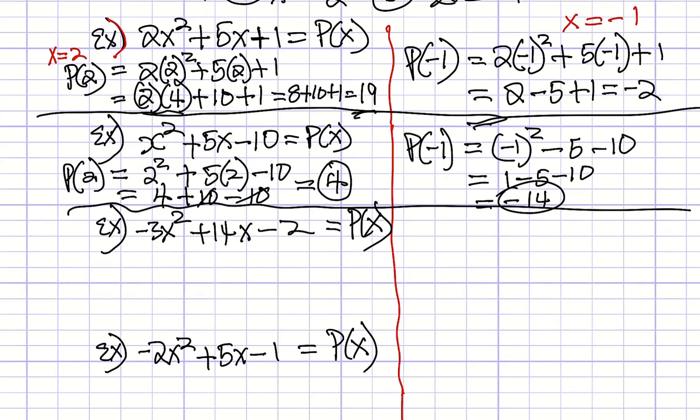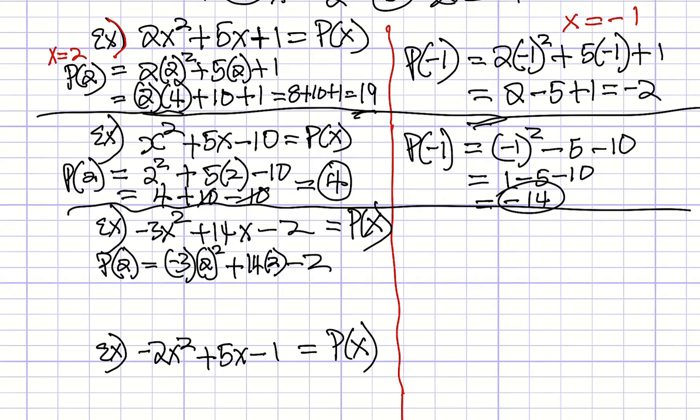Okay, this one is P(2). What is that? It's -3 times 2 plus 14 times 2, negative 2. What is that?